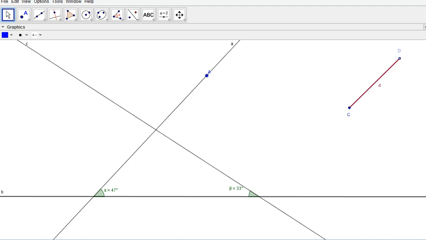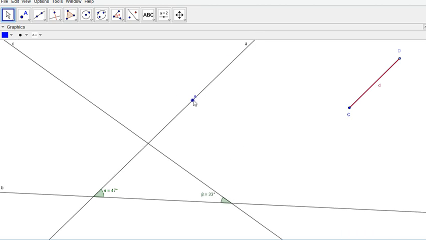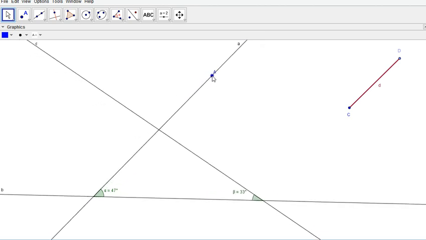Now I've got two different angles here, and you see I can make a big triangle or a little triangle, but these two angles remain the same. The one on the left is 47 and the one on the right is 33 degrees. And now off to the right here I have segment D.